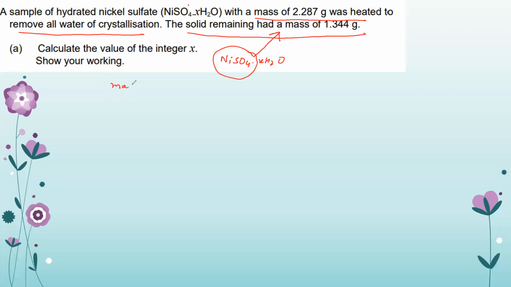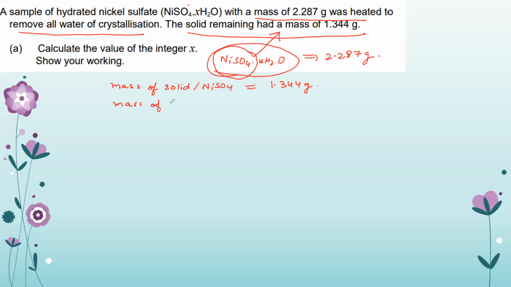So the mass of solid, or simply nickel sulfate, is equal to 1.344 grams. And what was the total mass of this compound? The total mass of this compound was 2.287 grams. So to get the amount of water, you subtract. Mass of water equals 2.287 minus 1.344, which equals 0.943 gram. So this much is the water. Now calculate the mass of nickel sulfate.